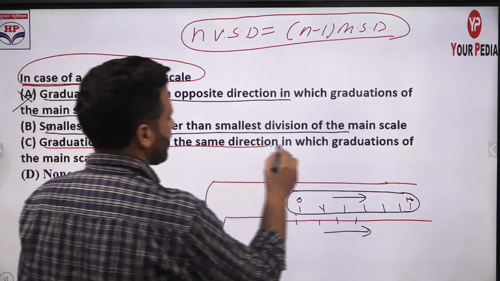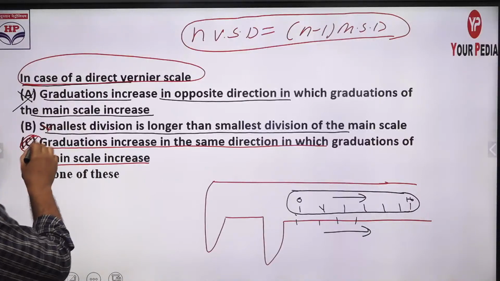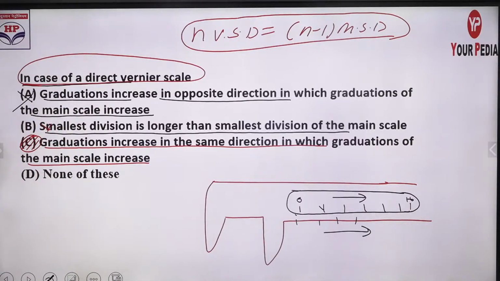Graduation increases in the same direction in which graduation of the main scale increases. Yes, this is the correct option. C is the correct option. Fine? Yes, fine.